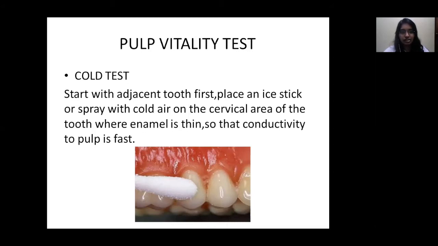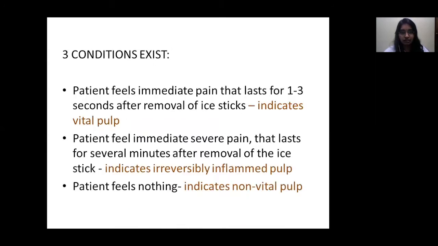Usually, we will start with the adjacent tooth first by placing the ice stick or spraying with the cold air on the cervical area of the tooth because enamel is thinnest on that area and the conductivity to pulp is faster. There are 3 conditions in cold test. The first one, if the patient feels immediate pain that lasts for 1 to 3 seconds after removal of the ice stick, it indicates a vital pulp. If the patient feels immediate severe pain that lasts for several minutes after removal of the ice stick, it indicates an irreversibly inflamed pulp. And if the patient feels nothing, it indicates a non-vital pulp.